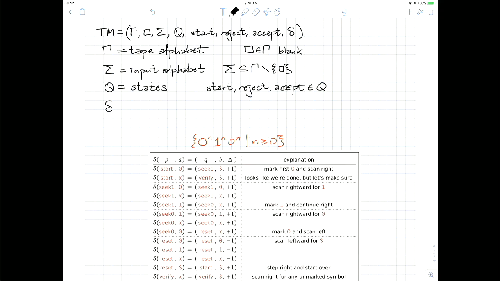And then I have this transition function delta. It takes a state, but that state can't be accept or reject, because when I accept or reject, I already know what's going to happen. I know I'm immediately going to halt. And it takes in a symbol in the tape alphabet, and it returns a new state, which might be accept or reject. And it returns a new symbol to write onto the tape, and it returns an instruction to move the head either left or right, which I'm encoding here as -1 or +1.